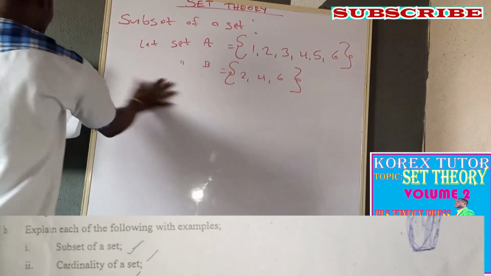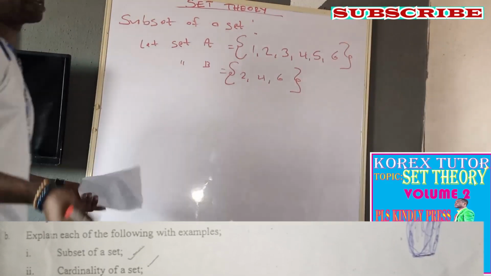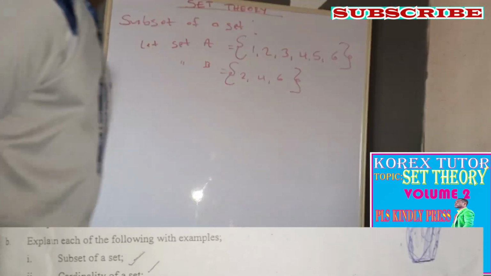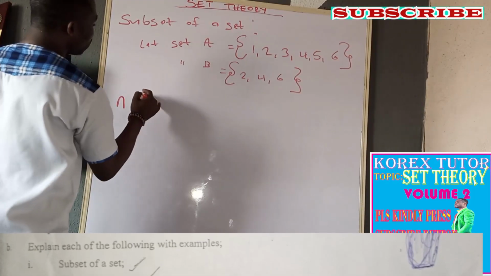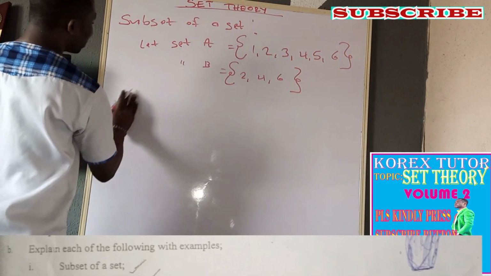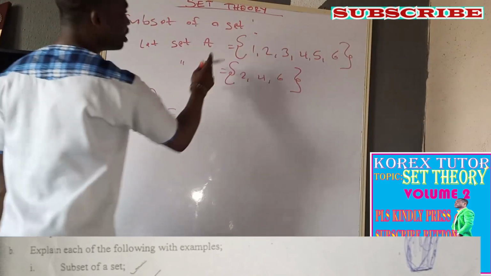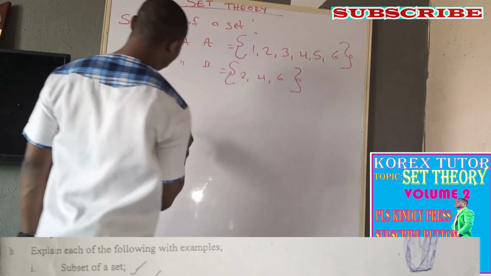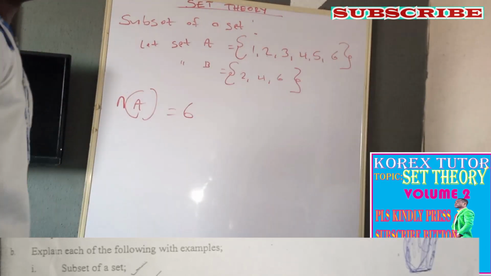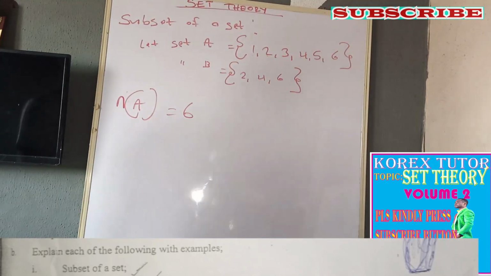Now another one: we have the cardinality of a set. Cardinality simply means the number of elements in a given set. Cardinality of set A, which is 1, 2, 3, 4, 5, 6, is 6. That is the number of elements in a given set. That's what they mean by cardinality of a given set.